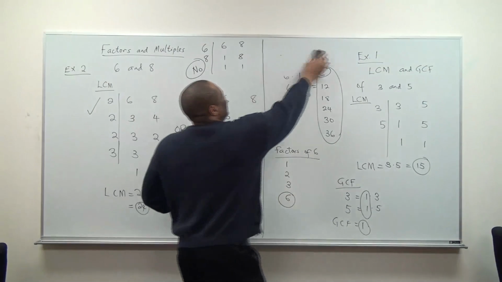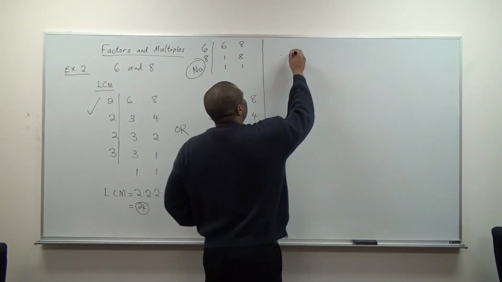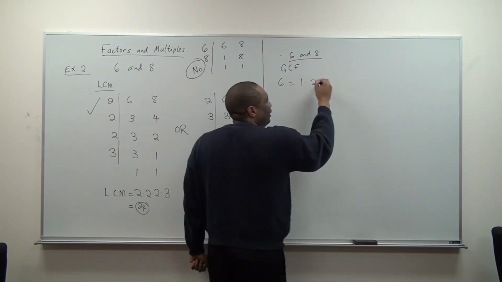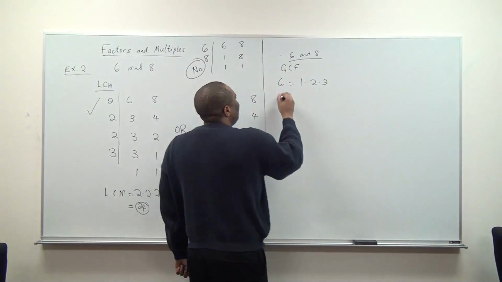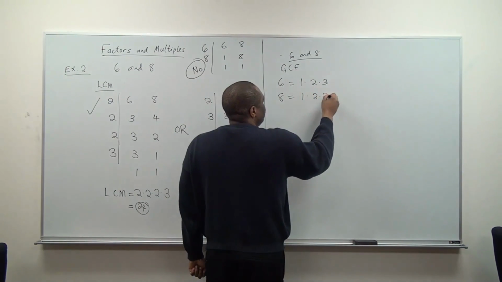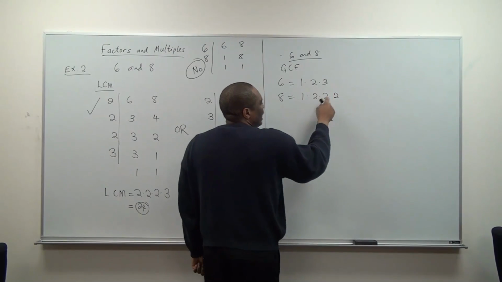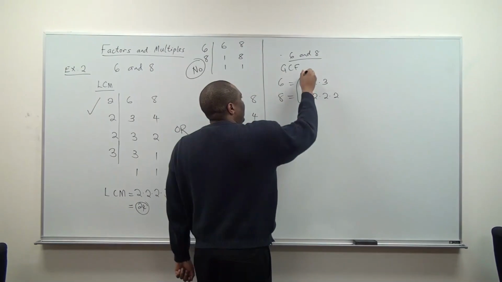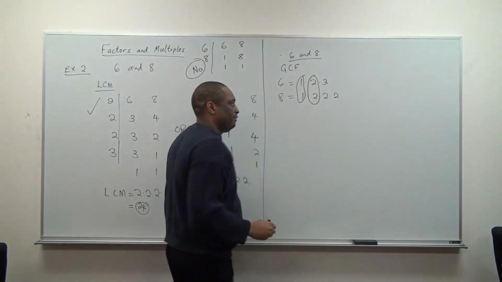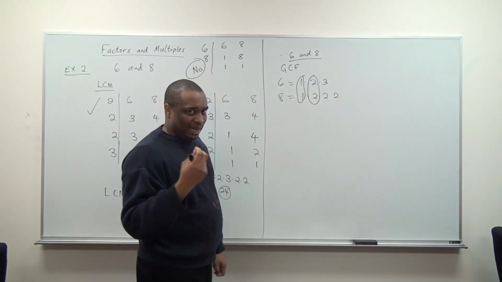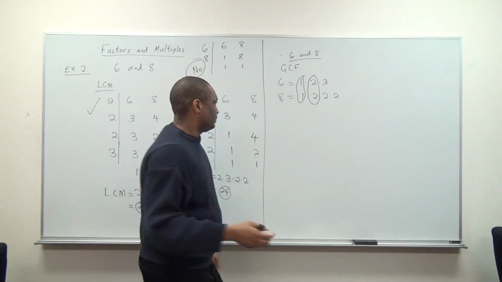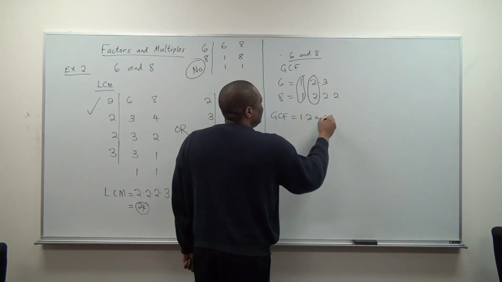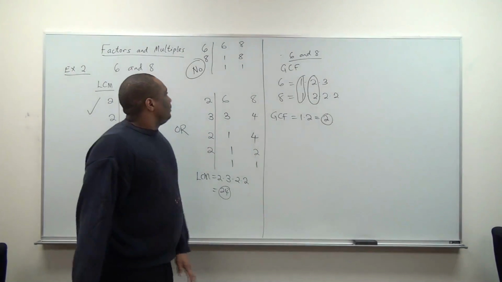Now let's go ahead and find the GCF. The GCF of 6 and 8. We see that 6 will give us 1 times 2 times 3. Right? And then 8 will give us 1 times 2 times 2 times 2. 2 times 2, 4. 4 times 2, 8. So what is common? 1 is common here on both of them. 2 is common on both of them. In GCF, we are only looking at the common factors. Then we now have to find that the greatest common factor will be 1 times 2, which is now 2. That is example 2.